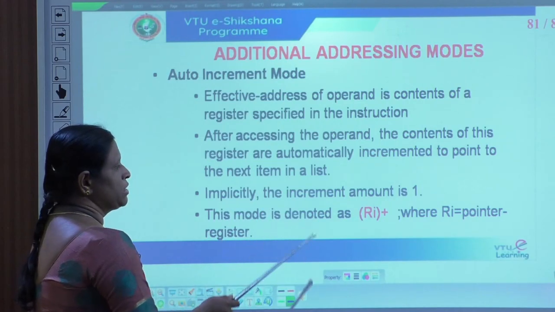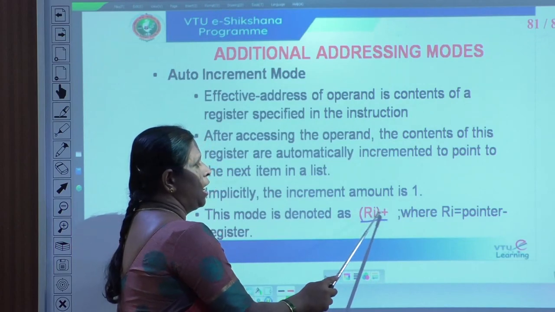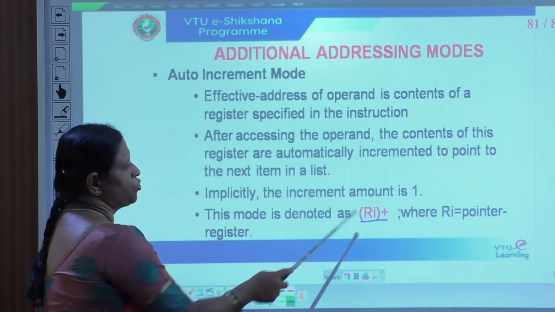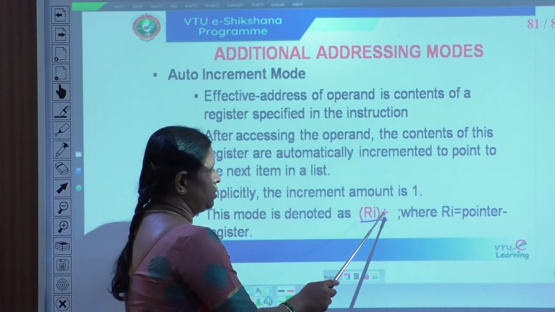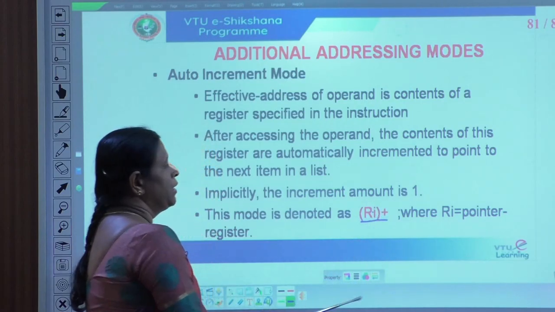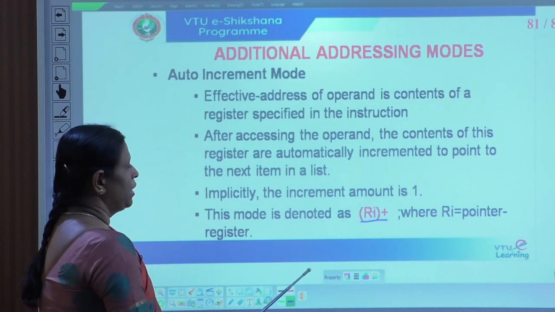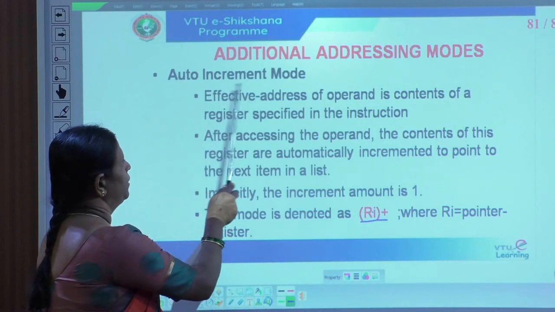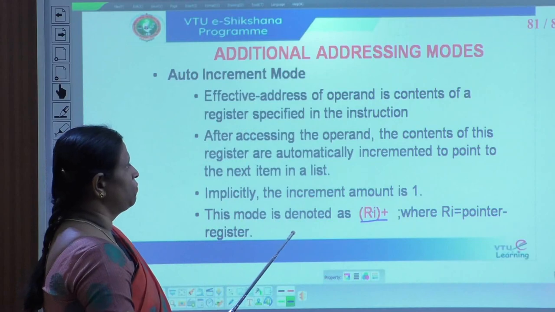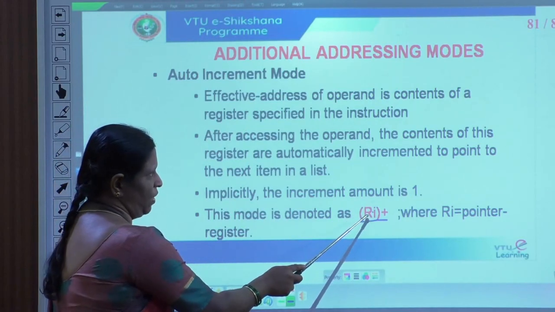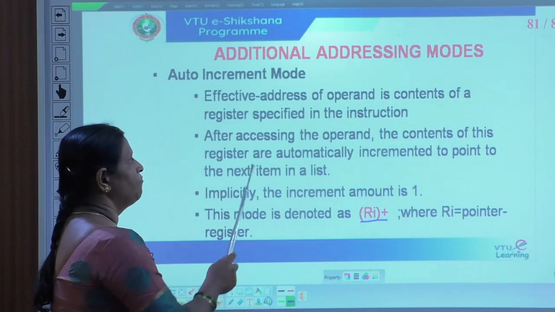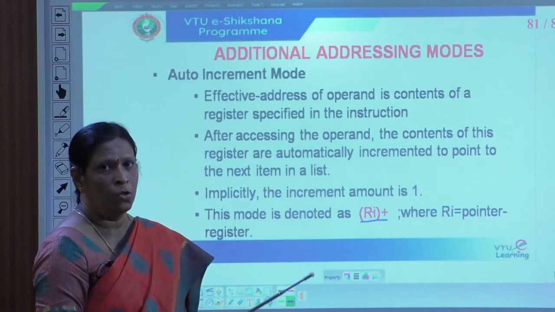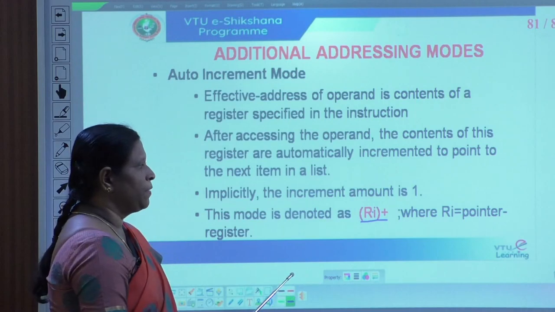Syntactically it is represented as (Ri)+. Here also we use small brackets, followed by the plus symbol, where Ri is a pointer register. So what is the auto increment mode? The effective address of the operand is the contents of the register specified. After accessing the operand, the contents of this register are automatically incremented by 1.